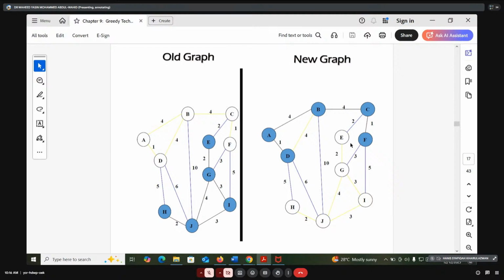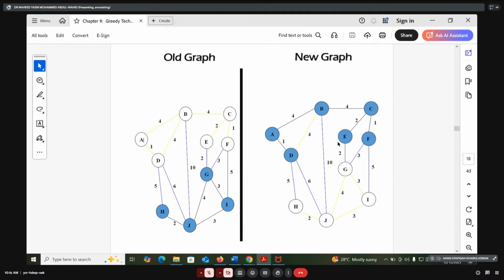Now, what are the lines coming from? C 2, from F 3, 5, from B 10, 5, 6. What is here the minimum? From 2, 1, 10, 5, 6, it is 2. So I select this one, E. Now, from E I have 2. I have here F 3, F I have 5, and here 10, 5, 6. So what is the minimum? It is AG 2.